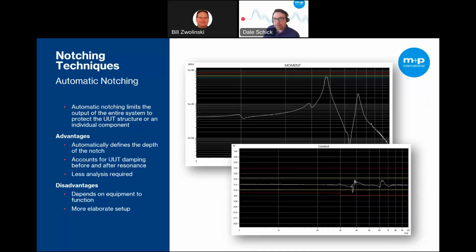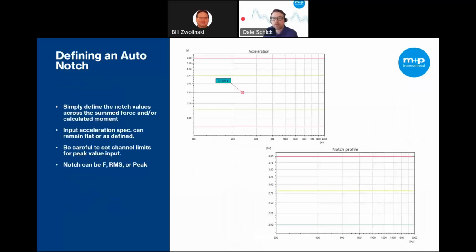When defining an automatic notch, much less pretest analysis is necessary to determine the limit values. Though easier, it's much more critical that the sensor configuration is rock solid, as it's heavily relied upon to produce results. With a fully automatic force moment limiting notch, the acceleration plot remains undisturbed. And we can see this here with 0.1 G acceleration all the way across. Because the system will attenuate the input acceleration to limit the force based off our automatic notch profile, which is down here on the right.